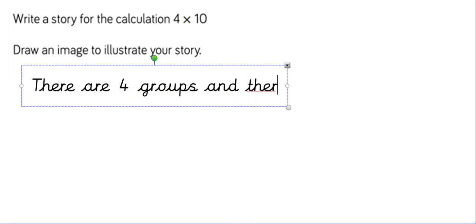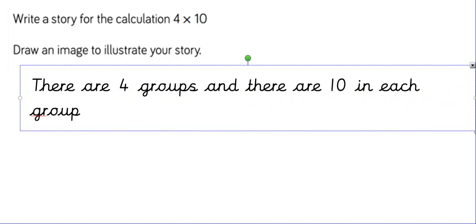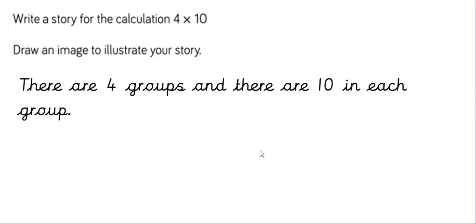Okay, so now we've got to write a story for the calculation 4 times 10. Then we've got to draw an image to illustrate our story. So our story could be, it just means write it in a sentence basically. So there are 4 groups and there are 10 in each group. So that's your story. Now we've got to draw a picture, an image to represent that.